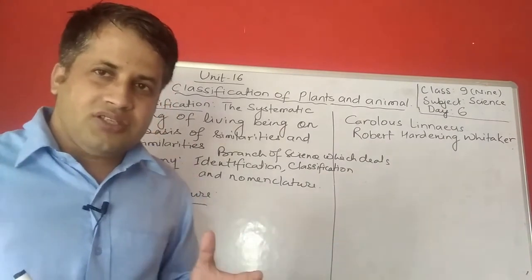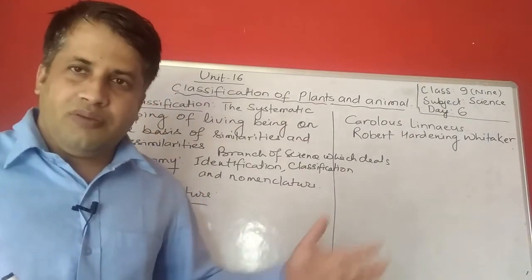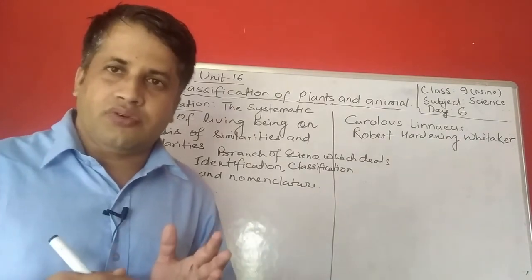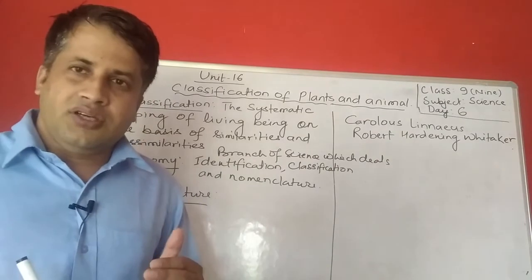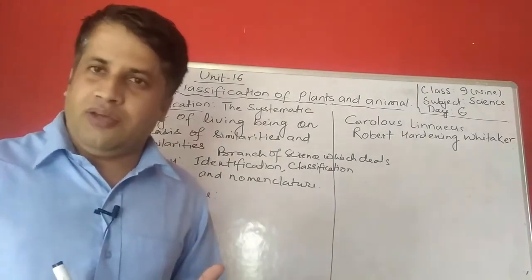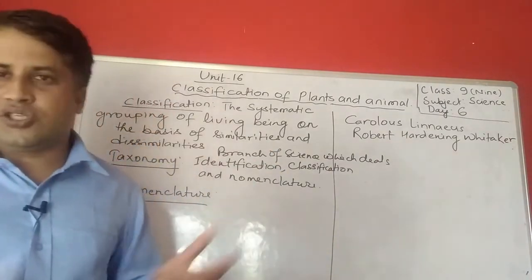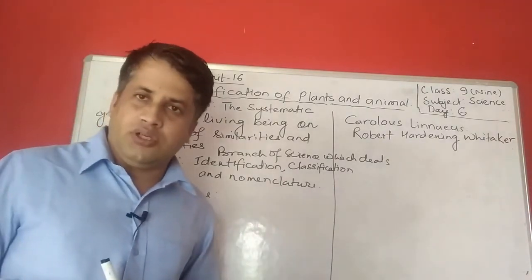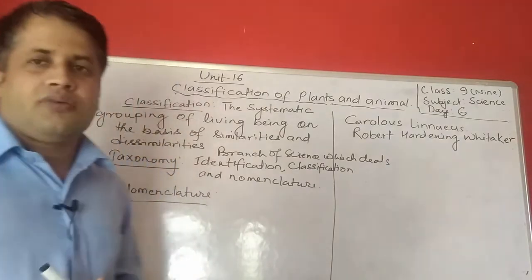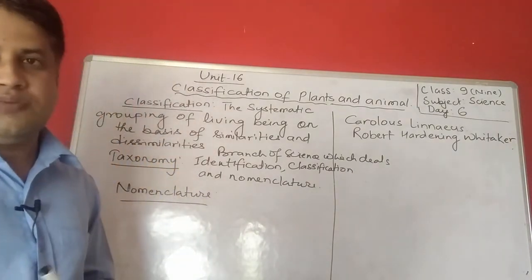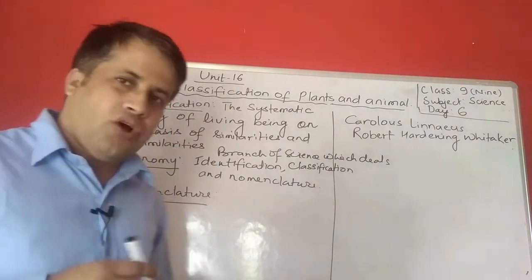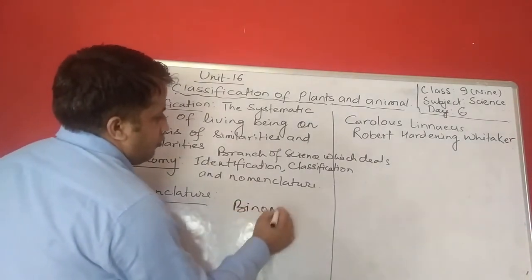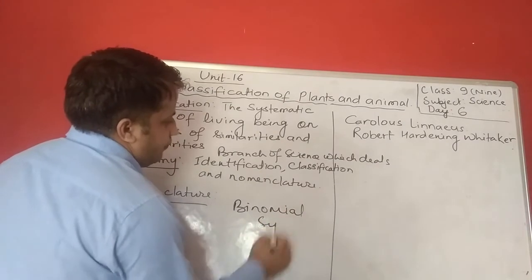Sometimes some organisms have different names in different countries, so there may be confusion. To remove it, a scientific way of giving names was introduced, and that naming system came in Latin words. That system of naming an organism in a scientific manner is known as the binomial system of nomenclature.